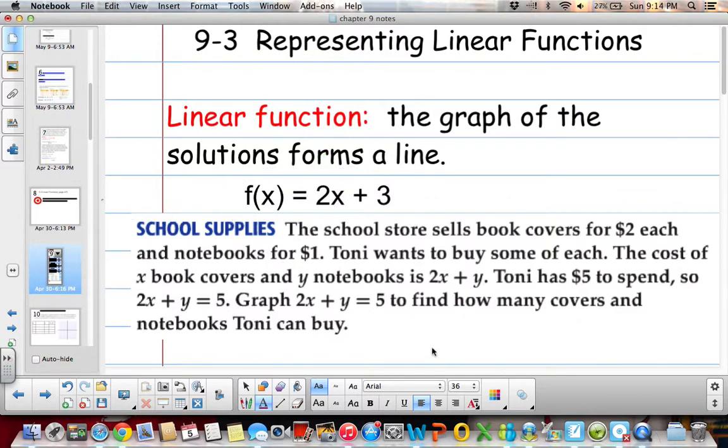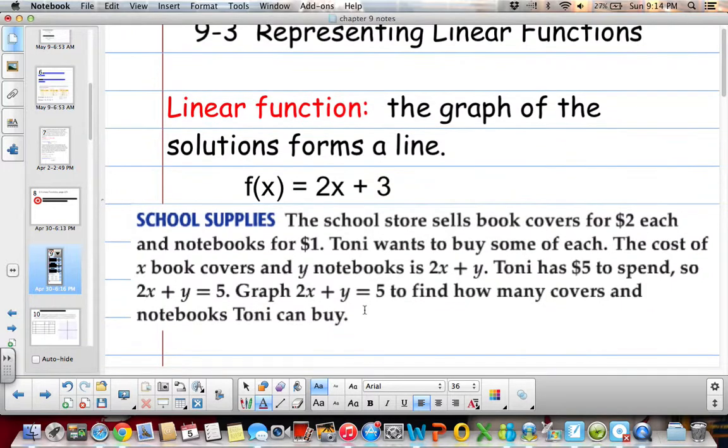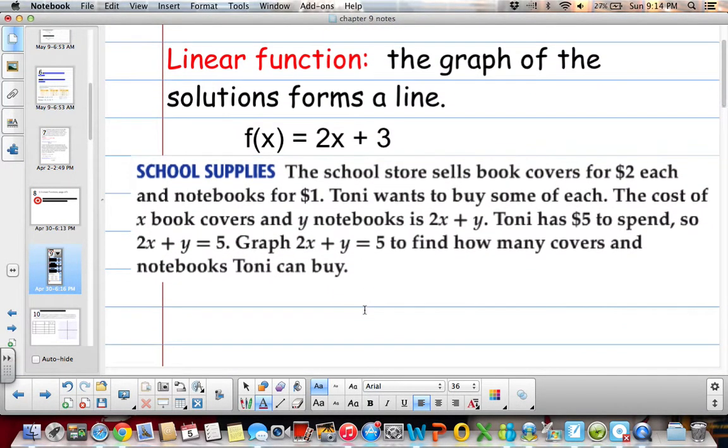If we look at this word problem, the school store sells book covers for $2 each and notebooks for $1. Tony wants to buy some of each. The cost of x book covers and y notebooks is 2x plus y. Tony has $5 to spend, so 2x plus y equals 5. Graph 2x plus y equals 5 to find out how many covers and notebooks Tony can buy.